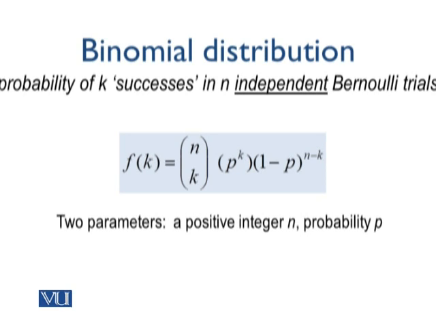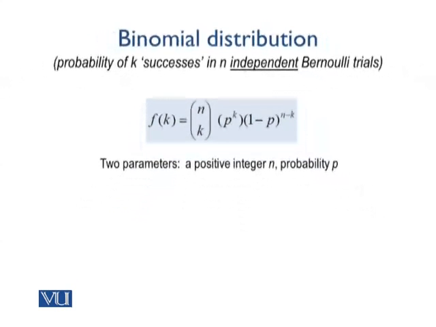The binomial distribution has two parameters. The first one is a positive integer n, which tells us the number of Bernoulli trials. And we also have to specify P, which is the probability of having a success. So if we have these two parameters, we can calculate the distribution, which can give us the probability of having different number of successes.